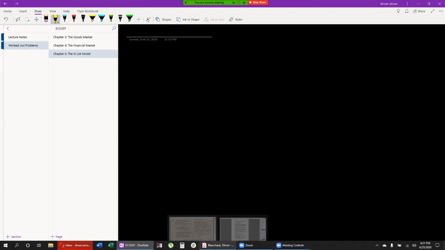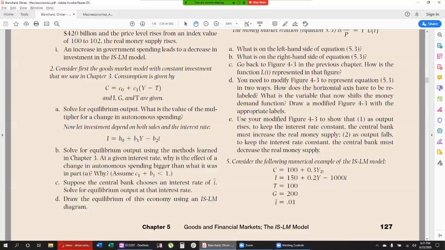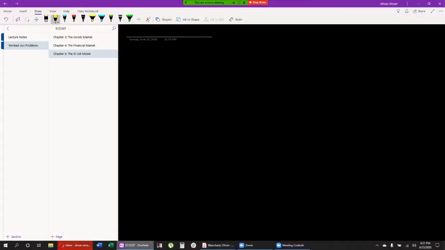So the problems we're going to solve from chapter 5 are number 2 and number 3. So let's start with number 2 right here. We have a consumption function, a pretty standard consumption function, and what we have to do is find the equilibrium output. Okay, so that's pretty straightforward. So this is given to us: C equals C naught plus C1 (Y minus T).